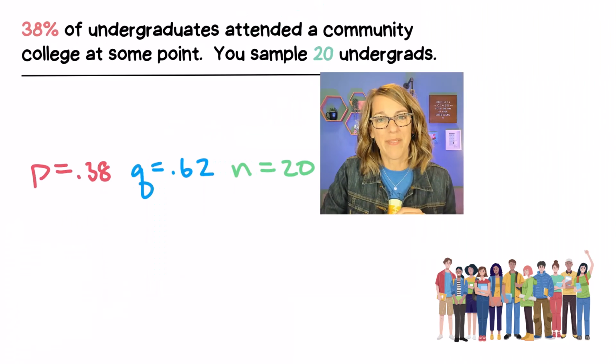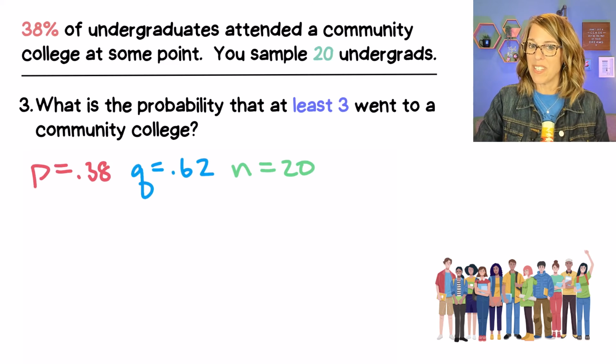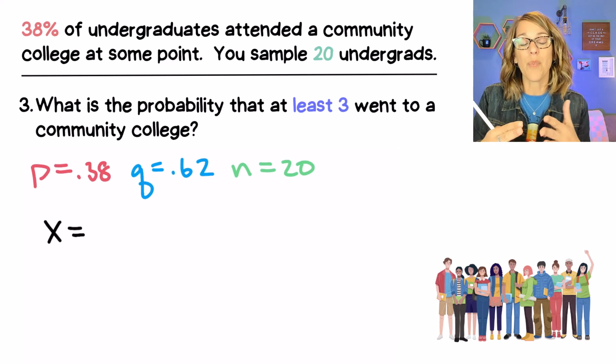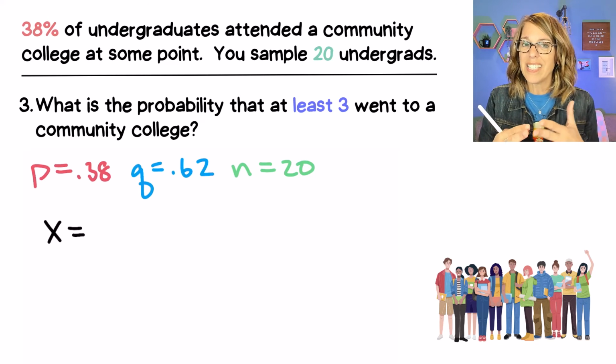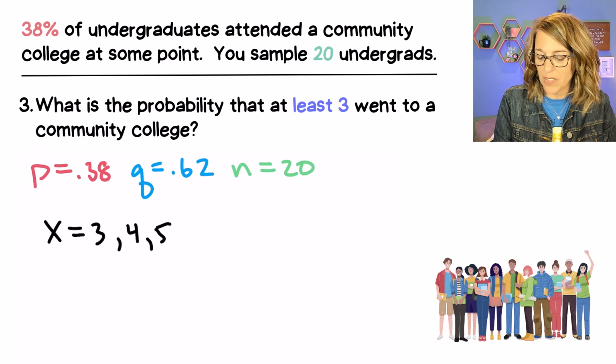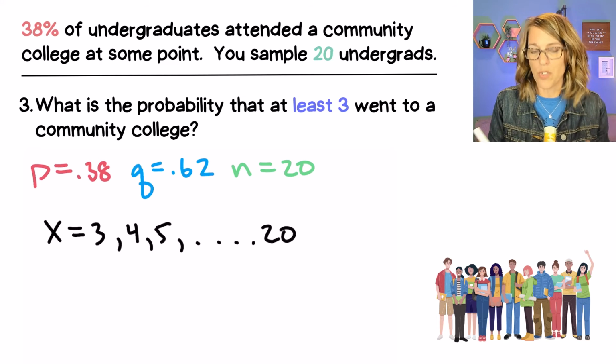Finally, we want to do a probability with at least 3. Now our setup is going to be the same, but at least 3 means that our favorable outcomes, the values that we want for x, are at least 3. 3 is going to be our minimum this time, and it could be 3 students or 4 students or 5 students, all the way up to the number of students that I have, which is equal to 20.